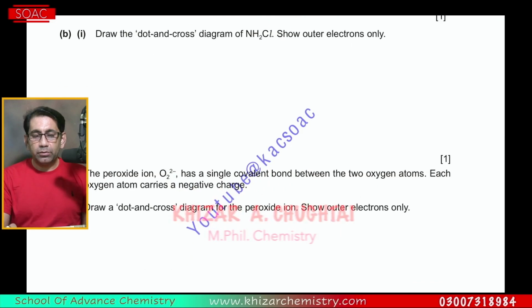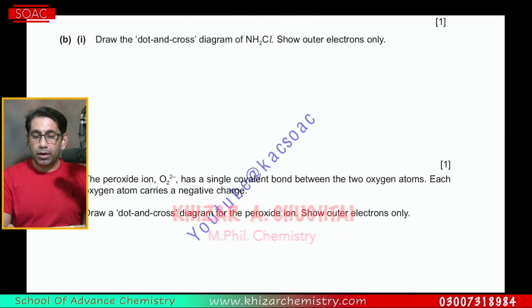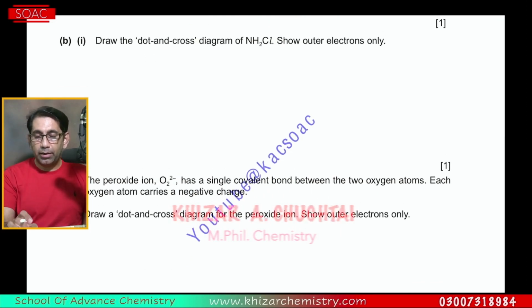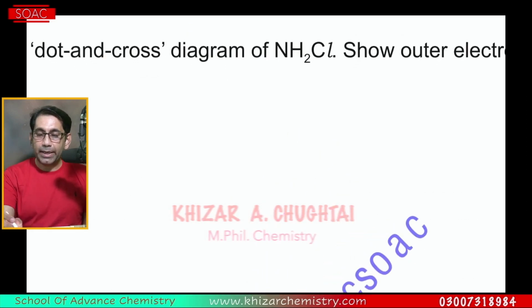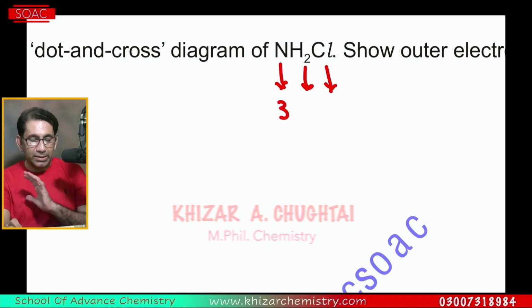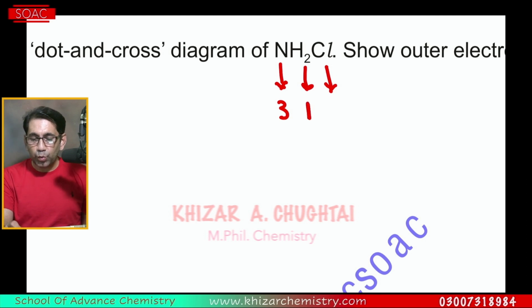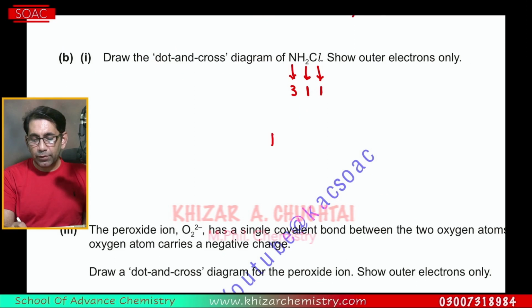Come to the next question. Draw the dot and cross diagram of NH2Cl. Here there are 3 basic elements: nitrogen, hydrogen, Cl. Nitrogen makes 3 bonds, its normal valency is 3. Hydrogen's normal valency is 1. Chlorine's normal valency is again 1. So I'm writing first of all nitrogen and attaching the rest of the atoms to the nitrogen. So let's suppose Cl, 1 hydrogen, 2nd hydrogen, and so on.